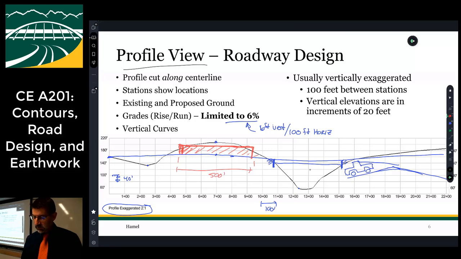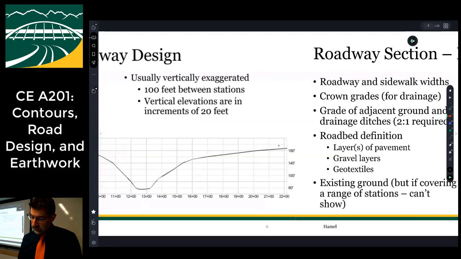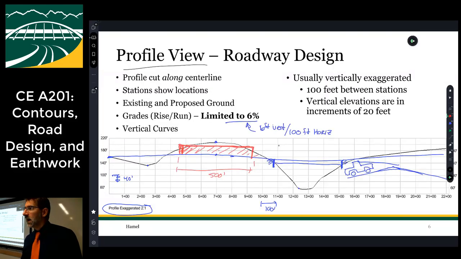And what does that cross section look like? Well, it looks like this, right? And so this is a relatively simple geometry. It's a trapezoid. I could probably flatten the bottom here and flatten the top, and calculate the area of that trapezoid. And then I can multiply the area of that trapezoid times 500, and I have my volume in cubic feet, right? And then I can say, okay, well, that's my cut.